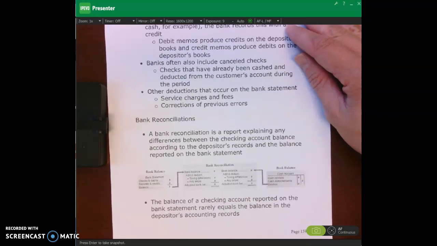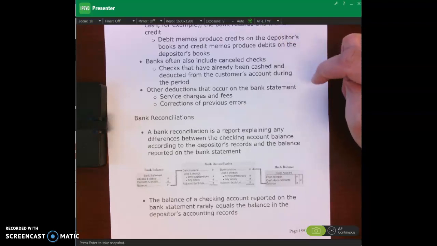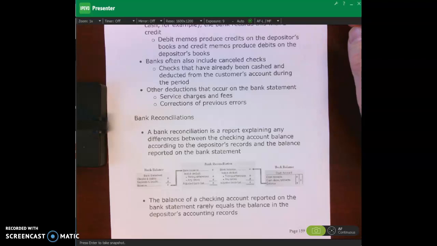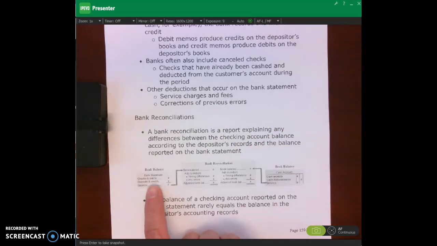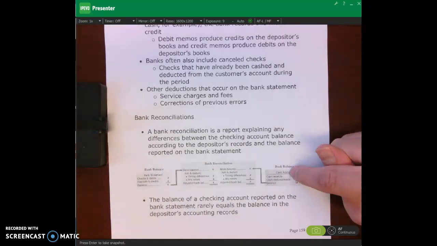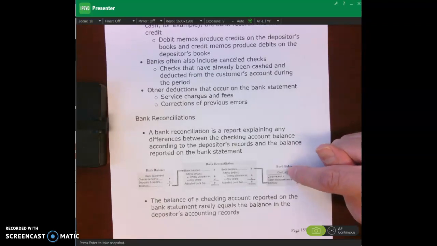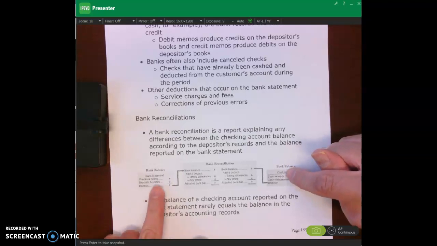When we talk about what a bank reconciliation is, it's a report that explains differences between the balance in your checking account, which is on the bank statement, and the balance in cash in the general ledger. We can see that with this figure on page 159. We have our bank balance, which is how much the bank says we have in our checking account. And then we have our book balance, which is our cash account in the general ledger. There can be differences.